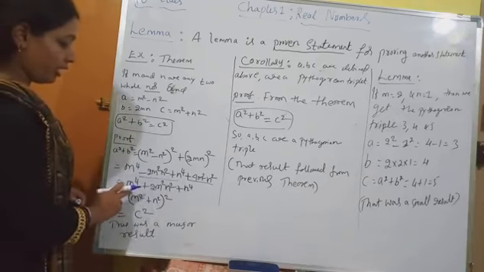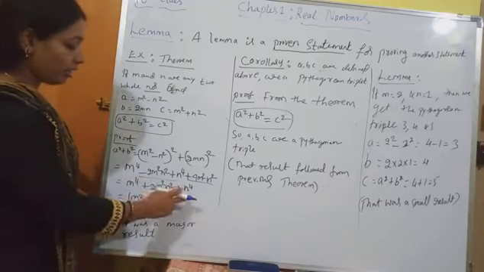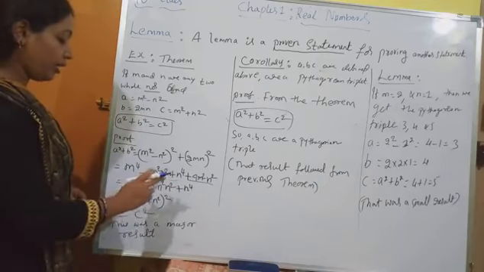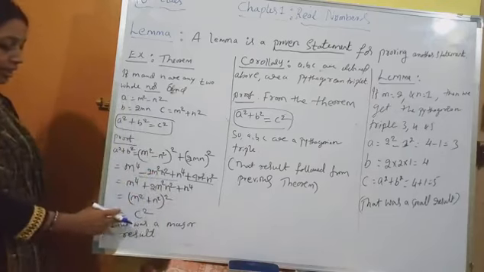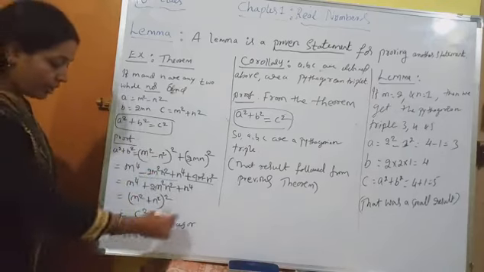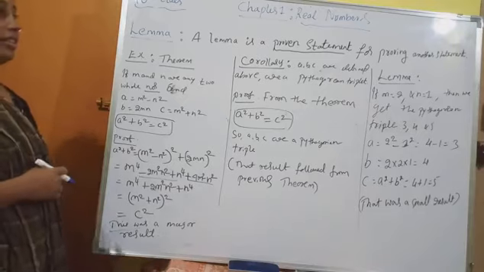That's why a is m square, b is n square. So a plus b whole square is in the form of a square plus b square. Then finally you will get the answer c square. This was a major result.